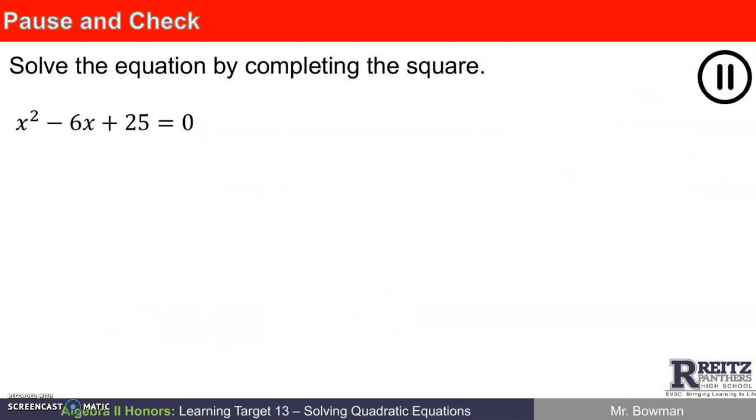Okay, I'd like you to pause the video. I'd like you to see if you can solve this one by completing the square. And when you get an answer you like, or if you get stuck somewhere along the way, hit play to get some feedback.